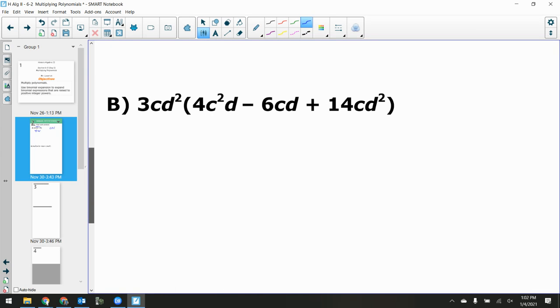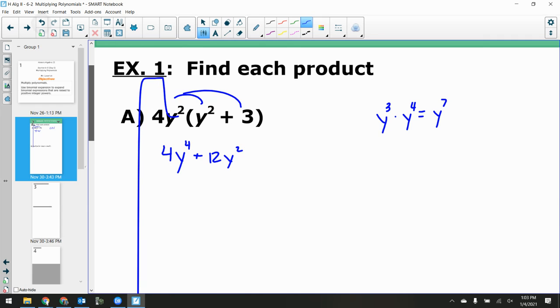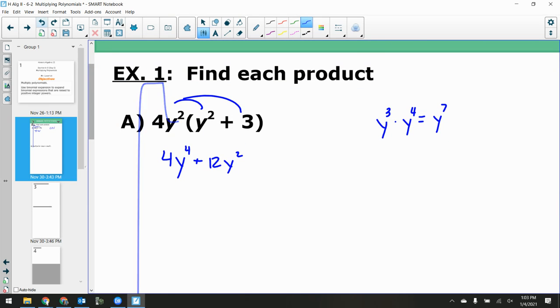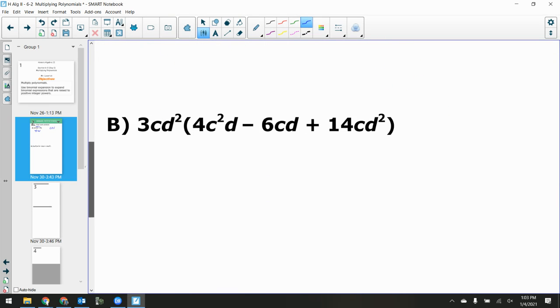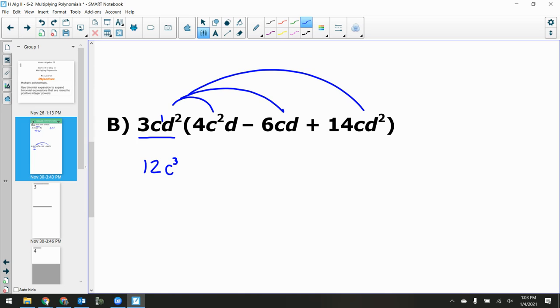What if we've got multiple variables and more than just 2 pieces that we want to distribute in? Well, the process remains the same. You take this 3cd squared and you distribute it in 3 times. So I'm going to take 3cd squared times 4c squared d. So what do we do with that? Well, we just multiply the numbers together. C times c to the first times c to the second would be c to the third. D to the second times d to the first would be d to the third.